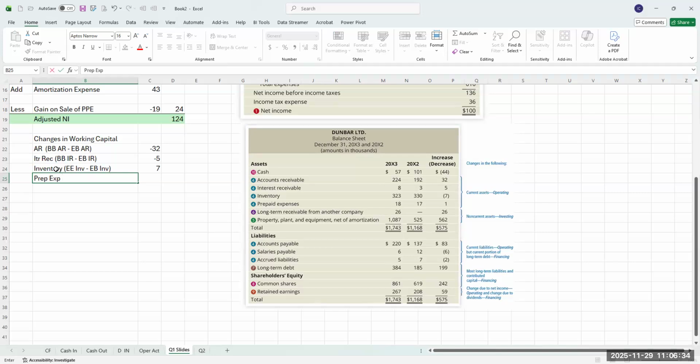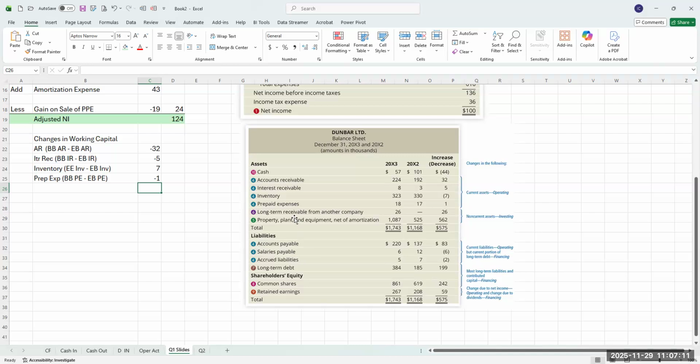Prepaid expenses is a current asset. And the formula is the same. Beginning balance of the prepaid expenses minus the ending balance of the prepaid expenses. Our prepaid expenses at the beginning of the year was 17. The ending is 18. So that means we paid more. We're increasing the prepaid expenses. We paid $1 additional. So that means a reduction in our cash of $1.